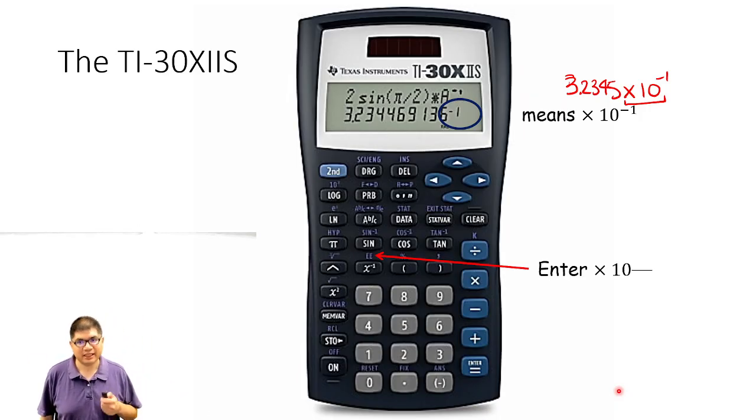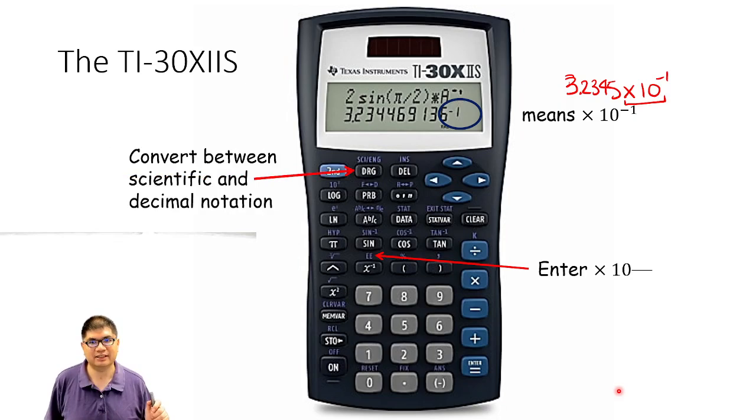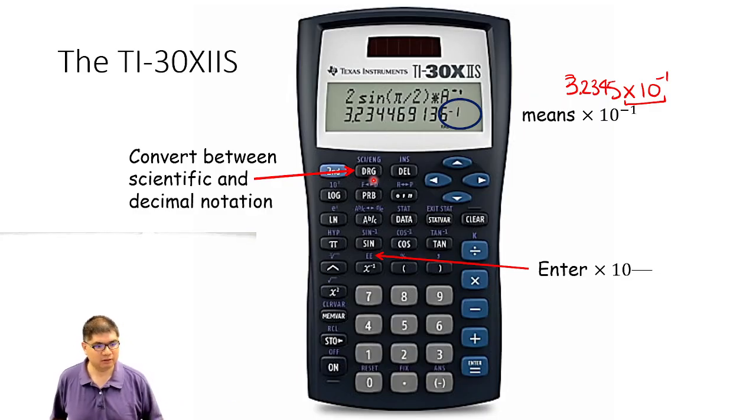Last but not least, there is a button that allows you to convert between different modes. And you do that by pressing second and then selecting the SciEng button over here. Okay? Again, different calculators are going to have slight differences, some more major than others. It is important that you are aware of how to use your calculator.